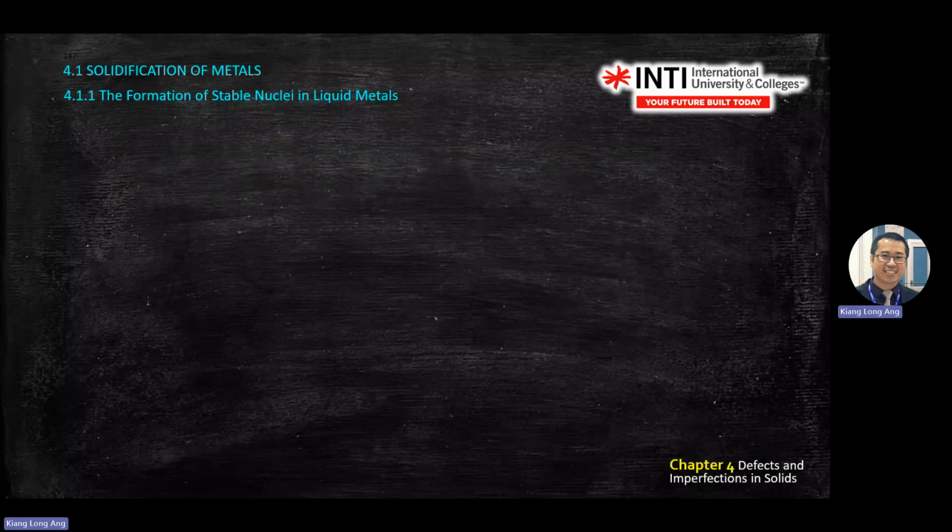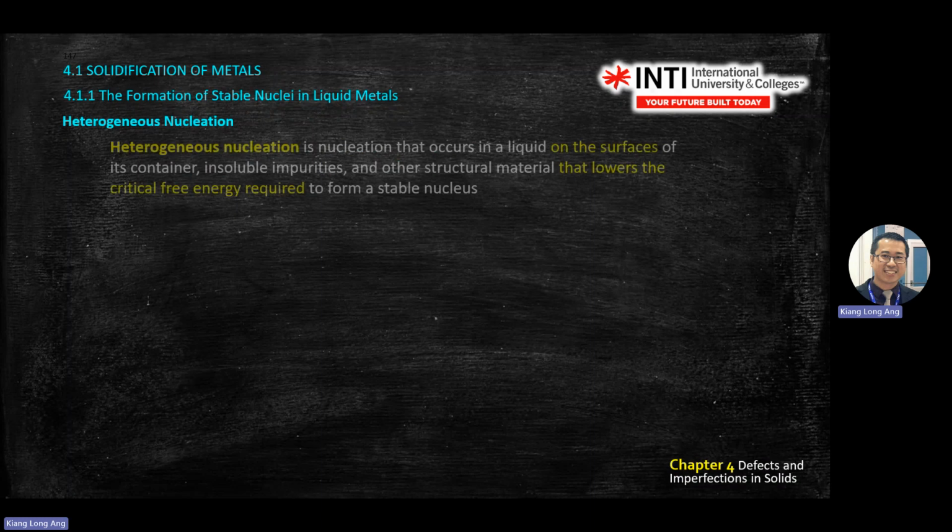Just now is homogeneous. Now heterogeneous. Heterogeneous means you have impurity already. Impurity means you got alien atoms inside there. So when you have this impurity, it is going to lower the critical energy required to form a stable nucleus.